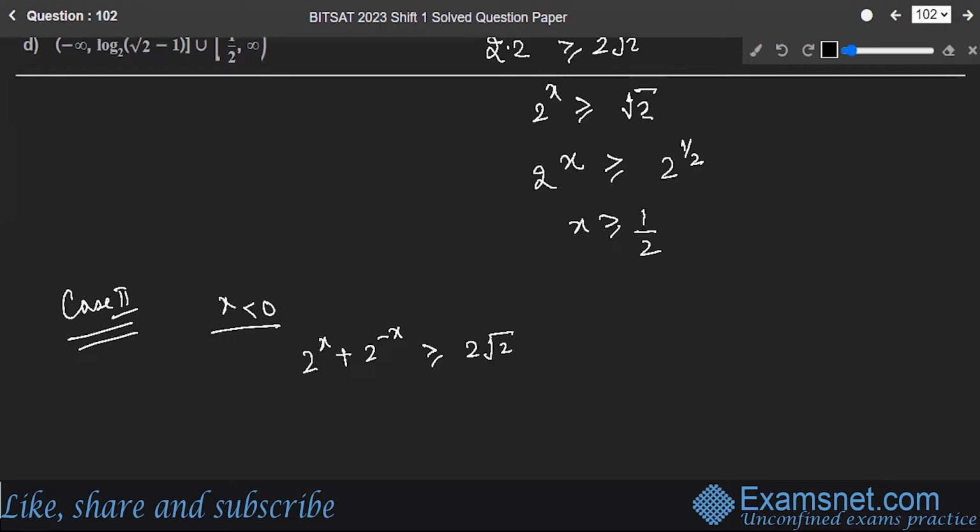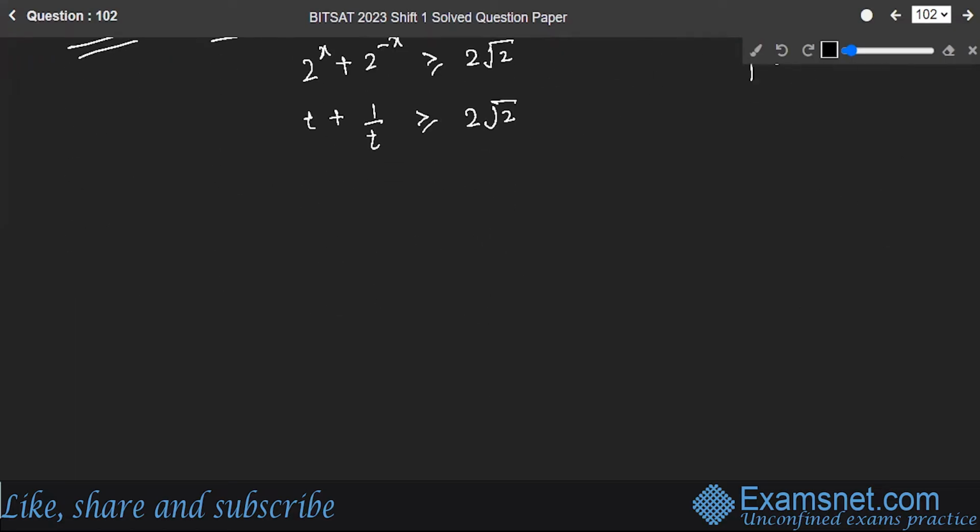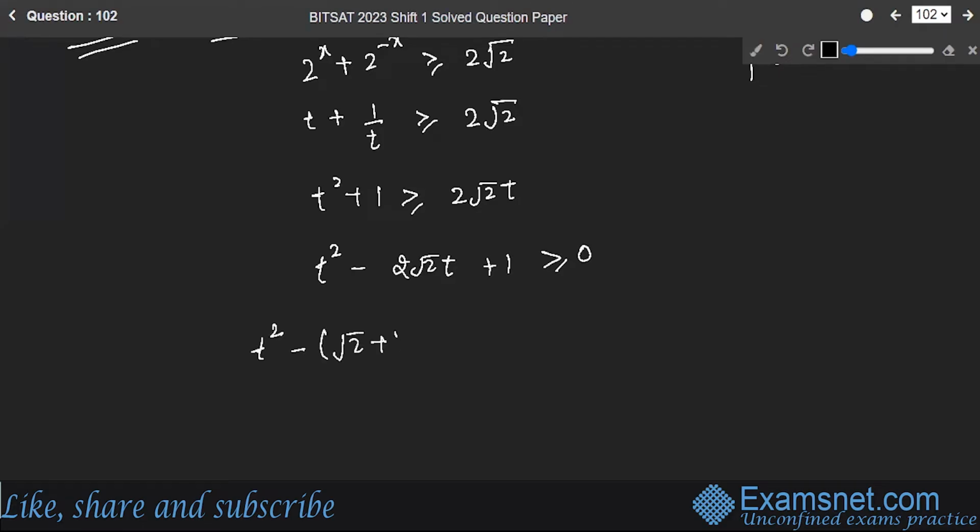Let's put t is equal to 2 power x. So you will have t plus 1 upon t is greater than or equal to 2 root 2. Or you will have t square plus 1 greater than or equal to 2 root 2t. Or you have t square minus 2 root 2t plus 1 is greater than or equal to 0. That means, the two factors will be t minus root 2 plus 1 into t minus root 2 minus 1 into t plus 1 greater than or equal to 0.